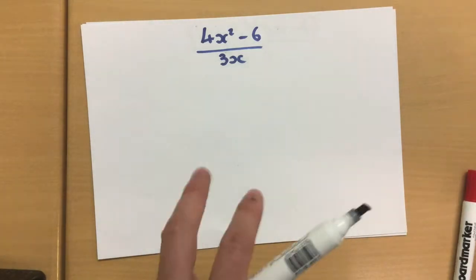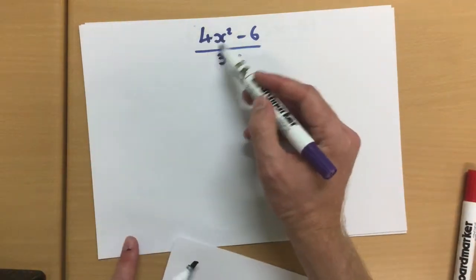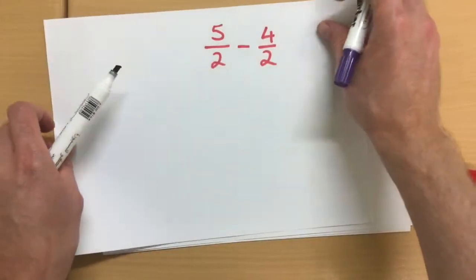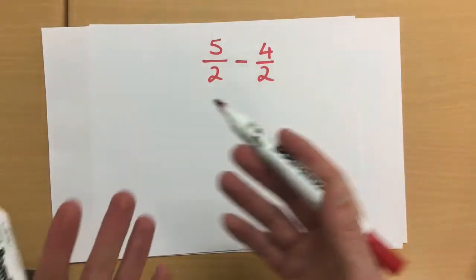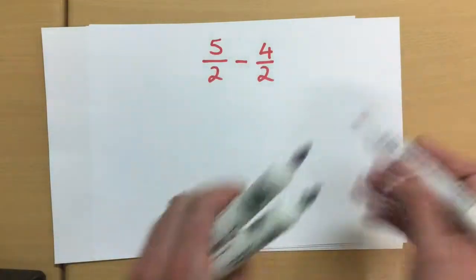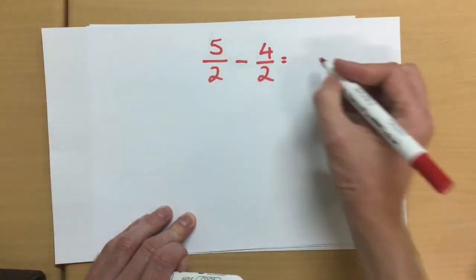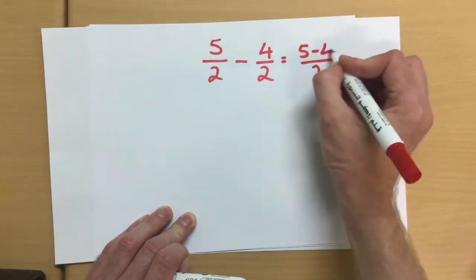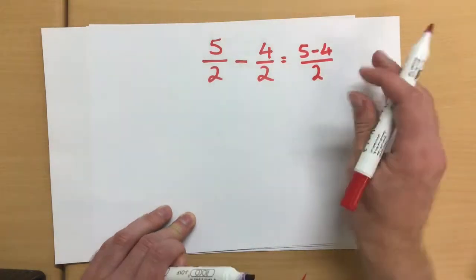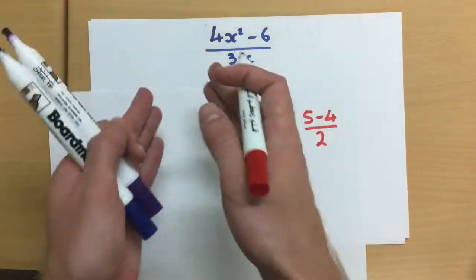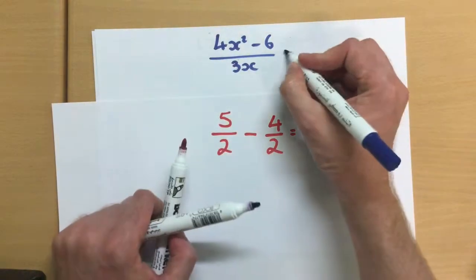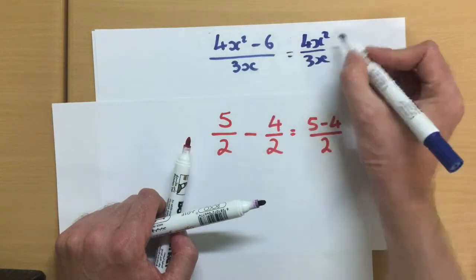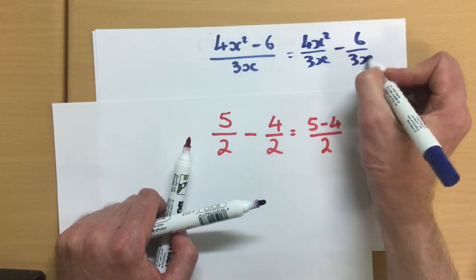Sometimes you see there's no common factor in all the terms here. However, we can break it down to the original parts. Let's look at this sum for a second. Now, you know 5 halves take 4 halves is 1 half. Okay, and back to our old fractions, at the common denominator, you can write this as 5 subtract 4. By the same means, we can reverse engineer this and say that this came from 4x squared over 3x subtract 6 over 3x.